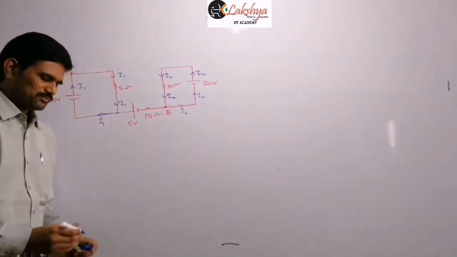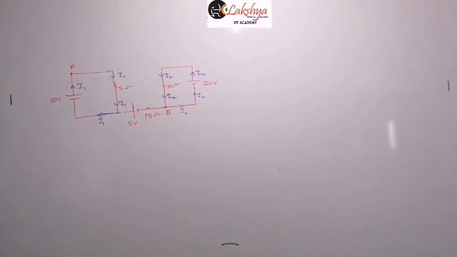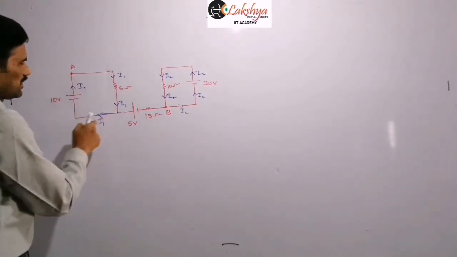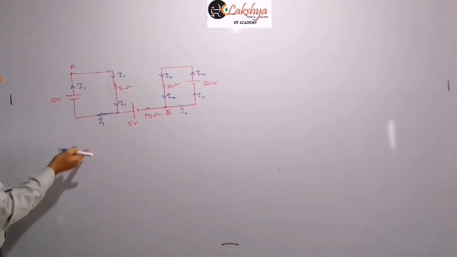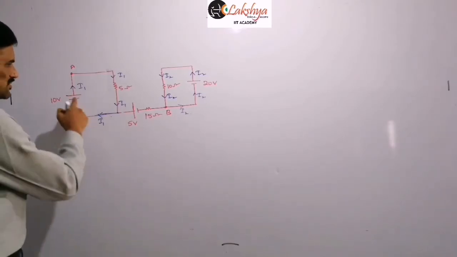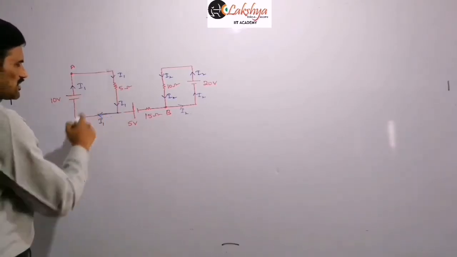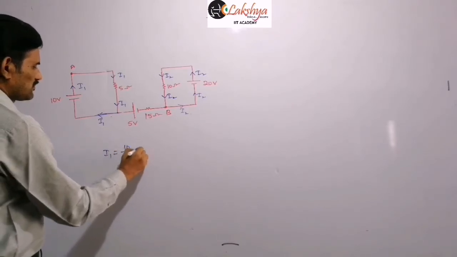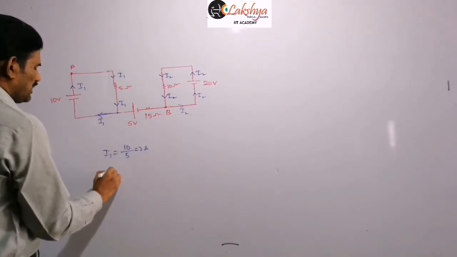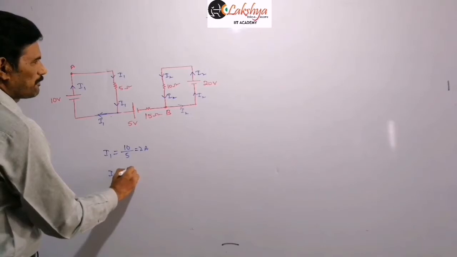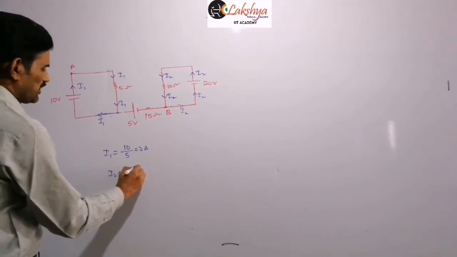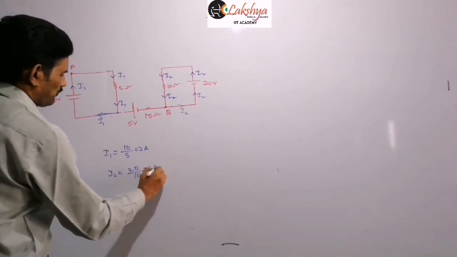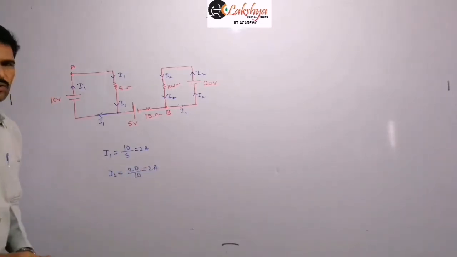Got it? Now you can find these I1 and I2 values just by applying Kirchhoff's law, or in this single loop by writing the formula E equals IR, because there is one cell and one resistor in each loop. So I1 is equal to 10 by 5, which is 2 amperes, and the I2 value is 20 by 10, which is also 2 amperes, right? So those are the I1 and I2 values.